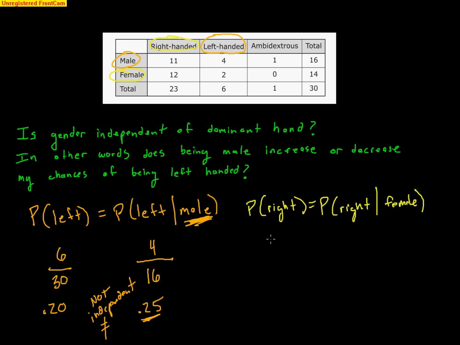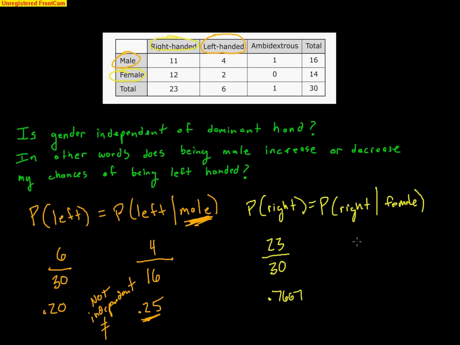Well, on the left-hand side, all I care about is being right-handed. 23 people are right-handed out of 30. So 23 out of 30 is 0.7667, about a 77% chance of being right-handed.